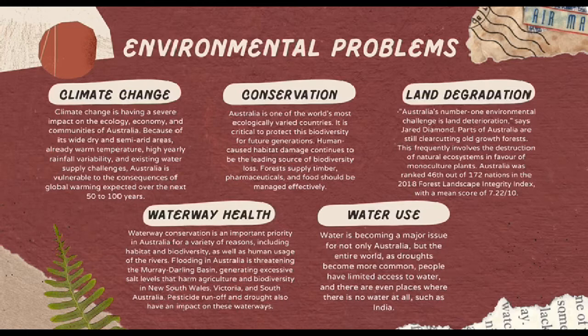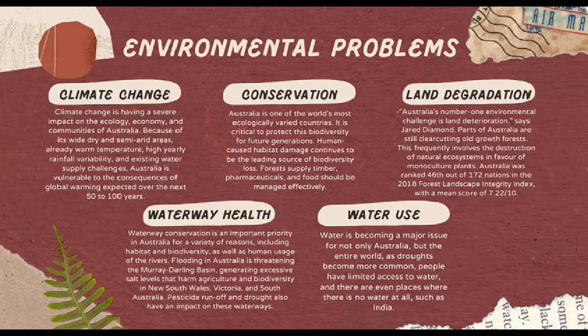Next, the environmental problem is conservation. Conservation is a state and federal policy concern in Australia. Australia is one of the world's most ecologically varied countries, having a huge number of endemic species. It is critical to protect this biodiversity for future generations. The preservation of biodiversity, particularly by safeguarding the surviving rainforest, is a critical conservation problem.